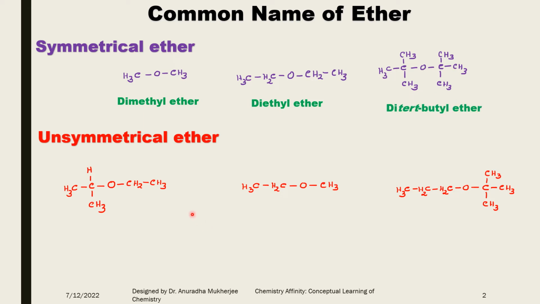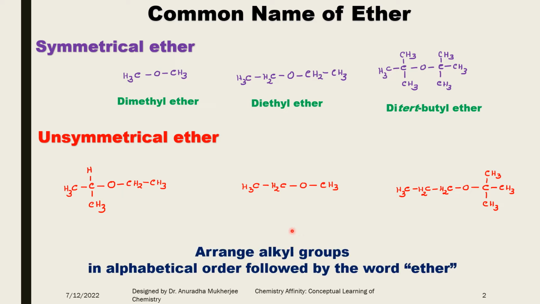Now for unsymmetrical ether, first we have to arrange the alkyl groups in alphabetical order. Then it will be followed by the word ether. So here you can see it has an ethyl and a propyl, an isopropyl group. So ethyl will come first. We are not considering the iso group, we are considering the propyl, P. So first ethyl will come and then the isopropyl. So it will be ethyl isopropyl ether.